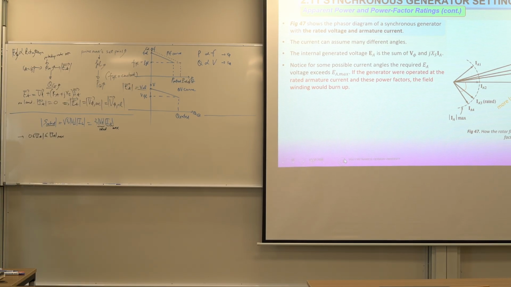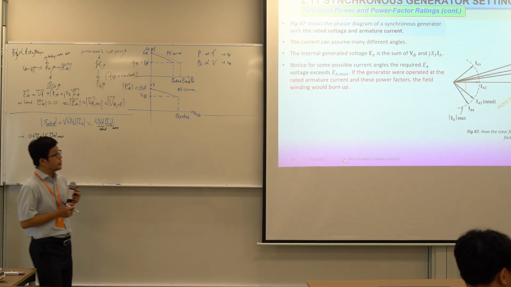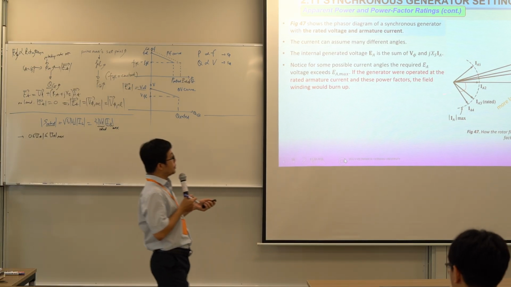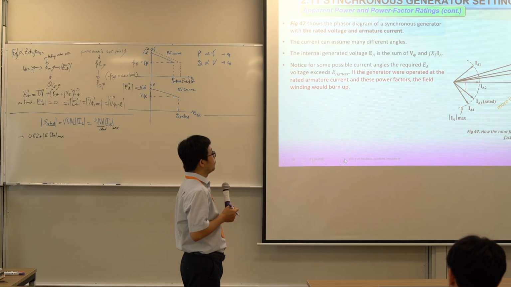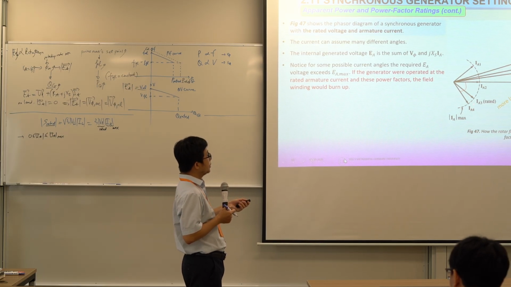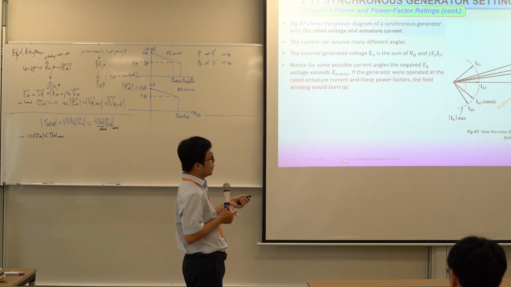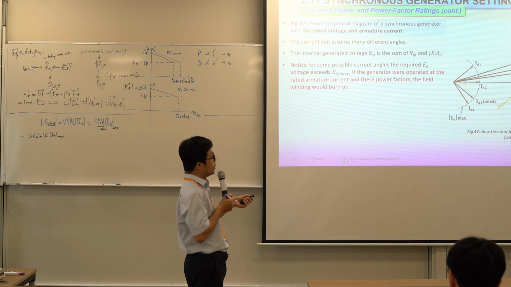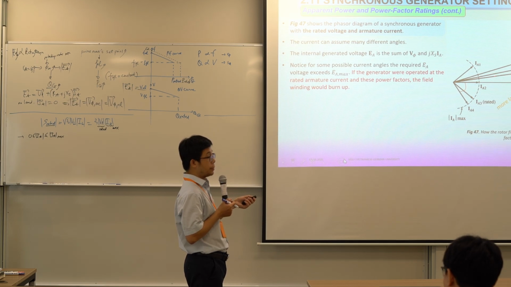And we shall have the phasor diagram. This is the phasor diagram for different kinds of load. Here is lagging, here is leading, and here is unity power factor, or this one is IA2, a resistive load.